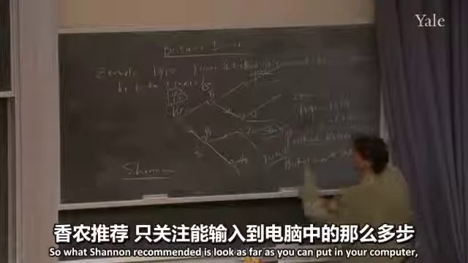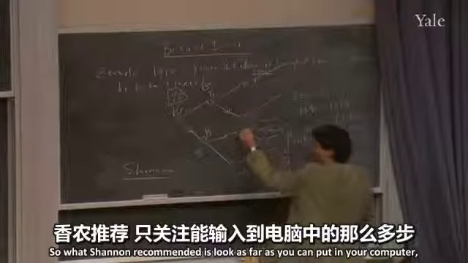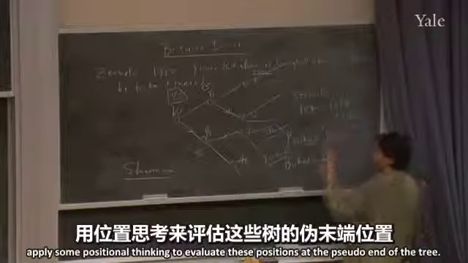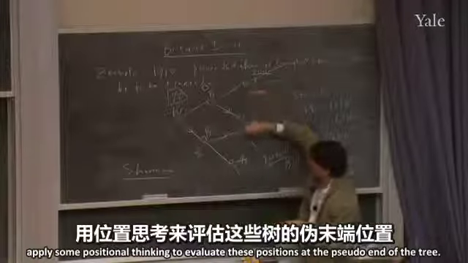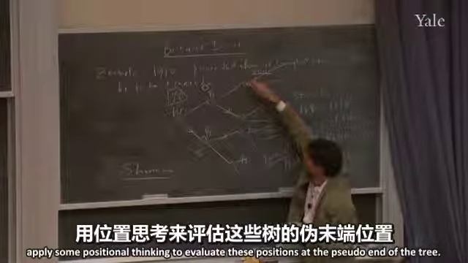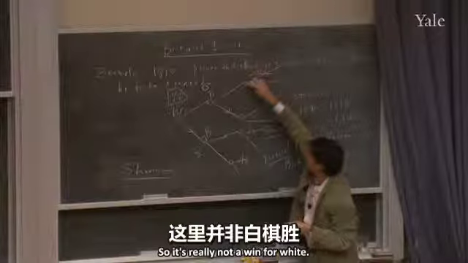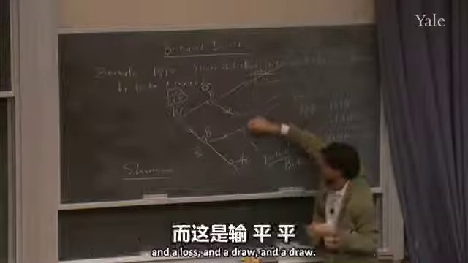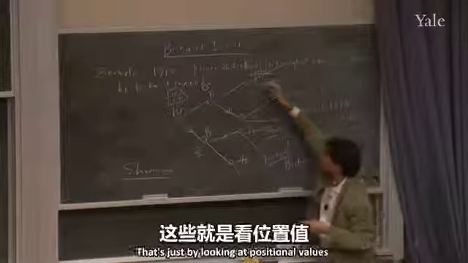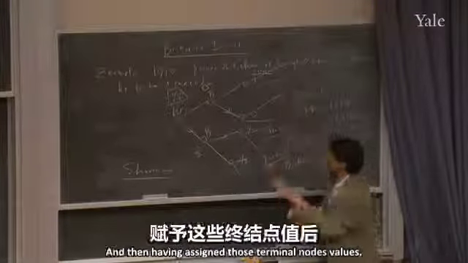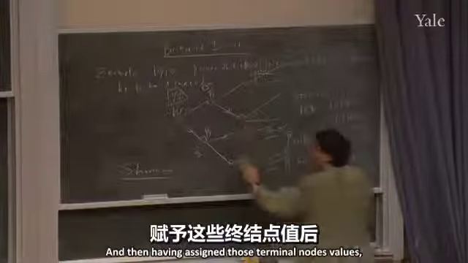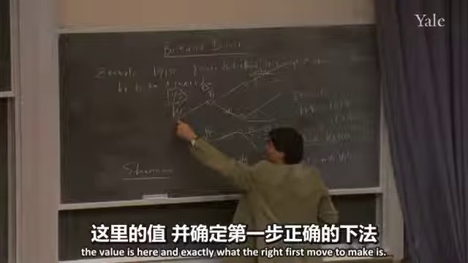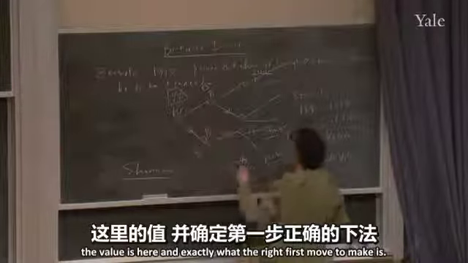So what Shannon recommends is look as far as you can put in your computer, apply some positional thinking to evaluate these positions at the pseudo end of the tree. So it's really not a win for white. Let's just pretend white's so far ahead that we'll call it a win, a loss, or a draw, just by looking at positional values. And then having assigned those terminal nodes values, by backward induction you can figure out what the value is here and exactly what the right first move to make is.